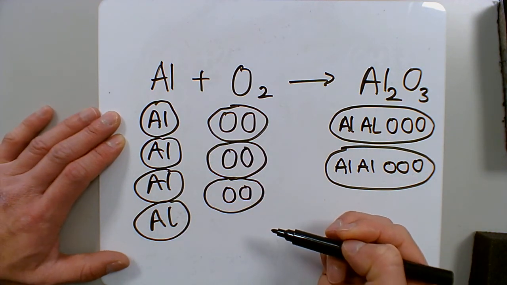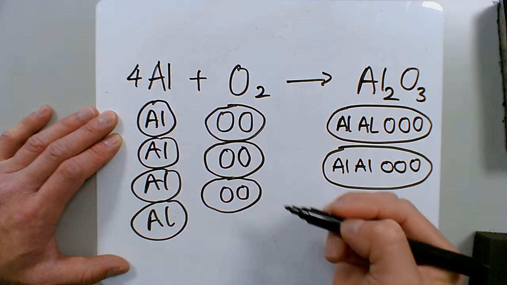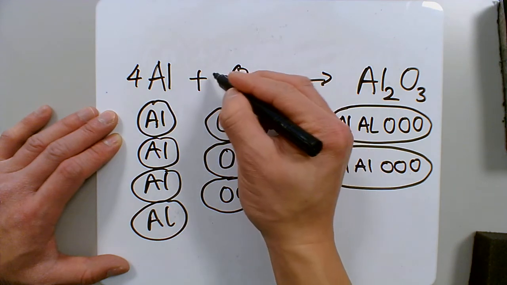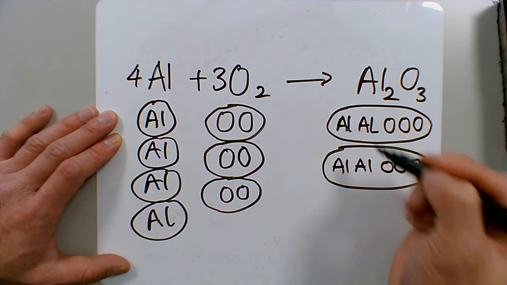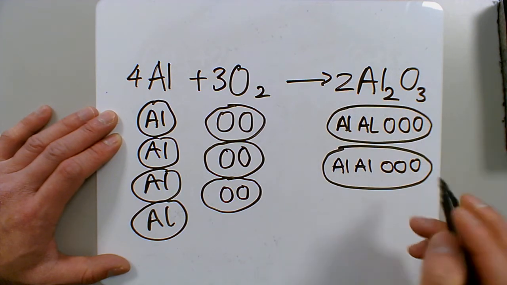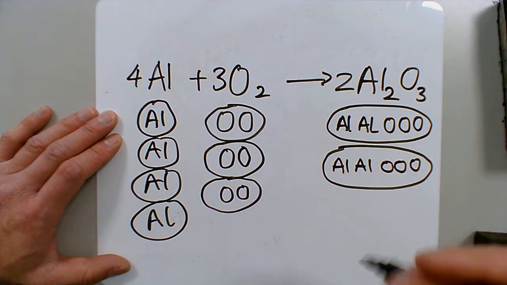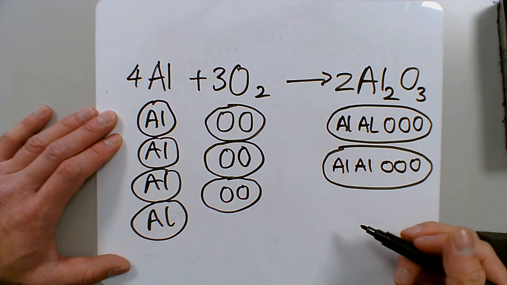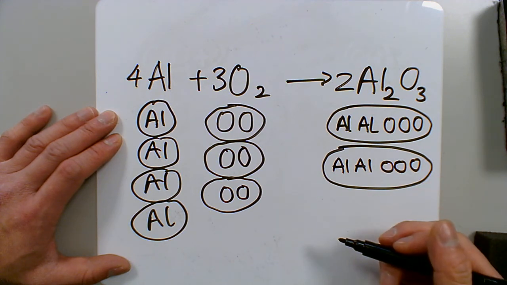So all that's left to do now is to put the big numbers on the front. So we need to put 4 aluminiums, 3 lots of oxygen molecules, and we've got 2 aluminium oxides. So hopefully you've got that correct. If you're still having trouble, then I suggest you go back and practice with some of the earlier examples until you are comfortable with balancing equations.